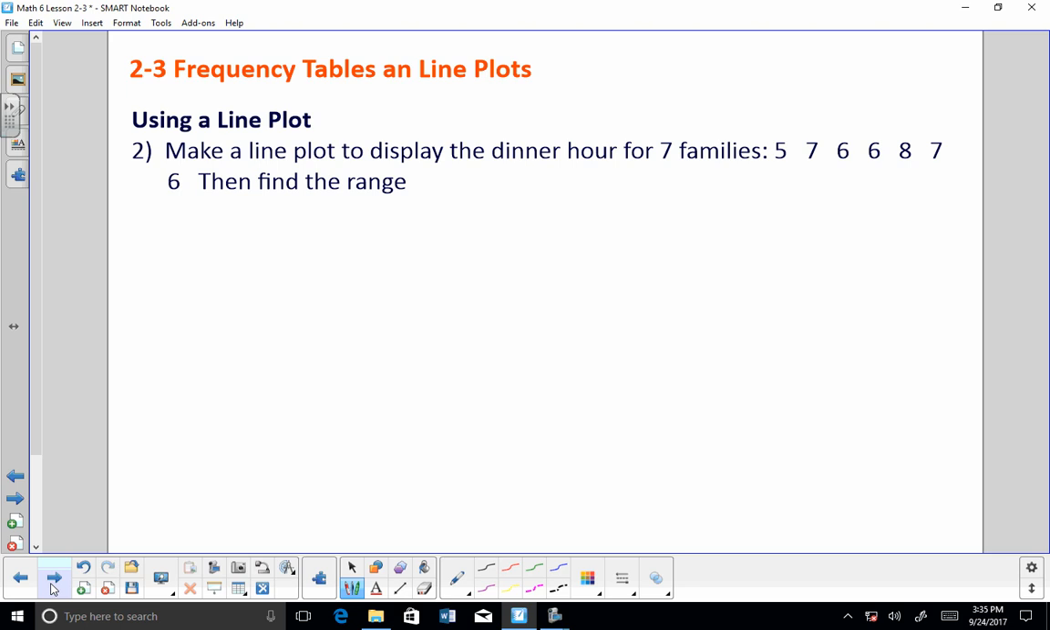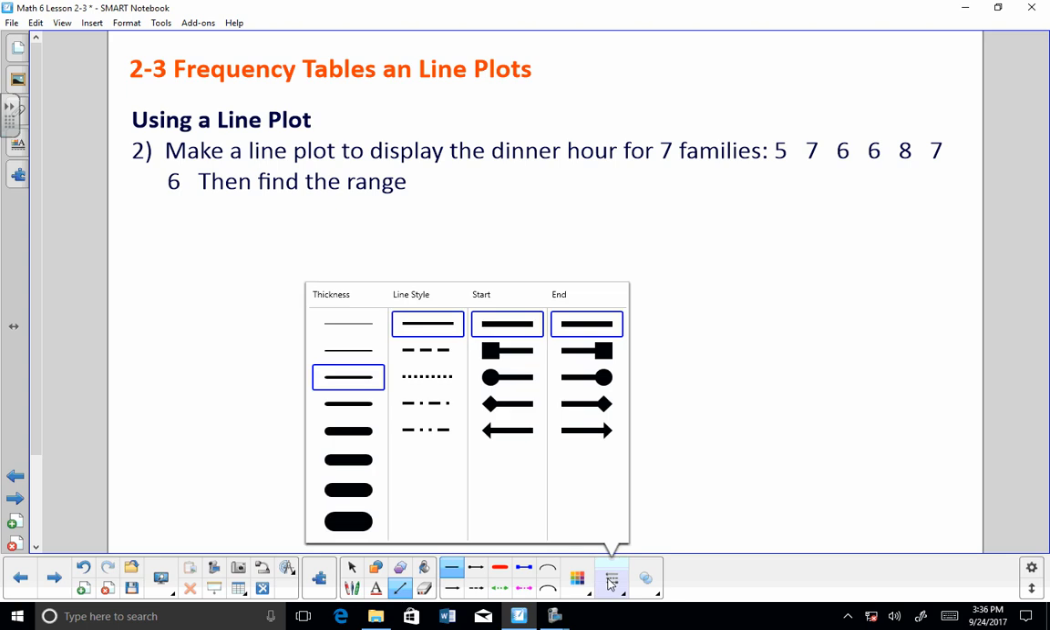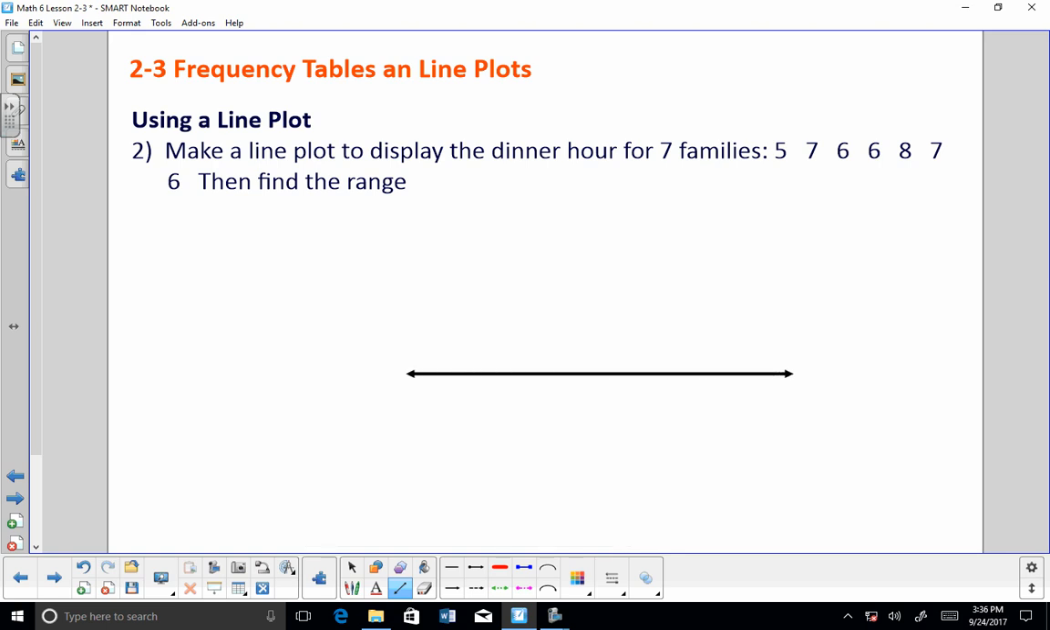Now, to make a line plot. To make a line plot, you simply need to plot numbers on a line, and you use x's for as many times as those numbers appear, or the data values. Let's make a line plot to display the dinner hour for 7 families. Okay, first thing I need is a line. So I'm going to draw a line, and I'm going to put little arrowheads on my line. You don't have to, but I just kind of like that. So here's my line.